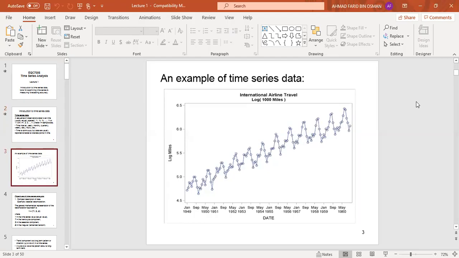So this is an example of time series data. This is what we call the international airline travel data. It's a log transform of the values, in terms of the distance, so log miles. This is an example of monthly data. The main feature of this series is that the values keep increasing. We see that it has an upward trend because the values keep increasing. So that's what we call trend.